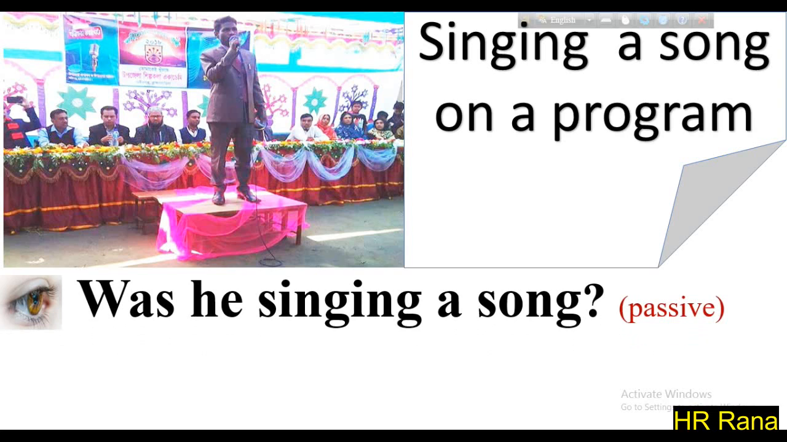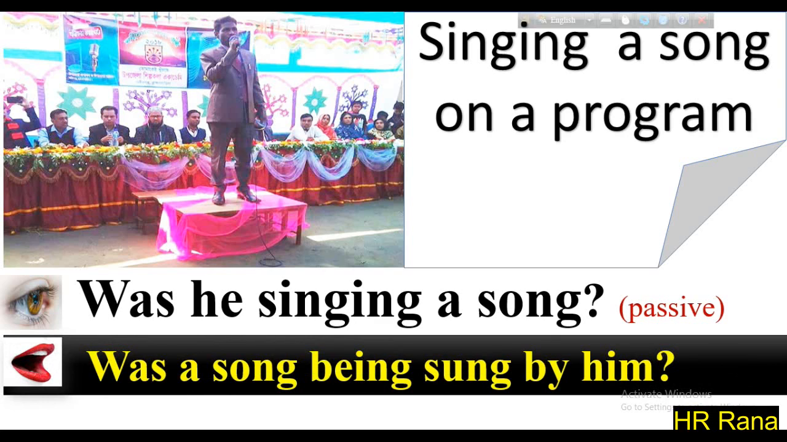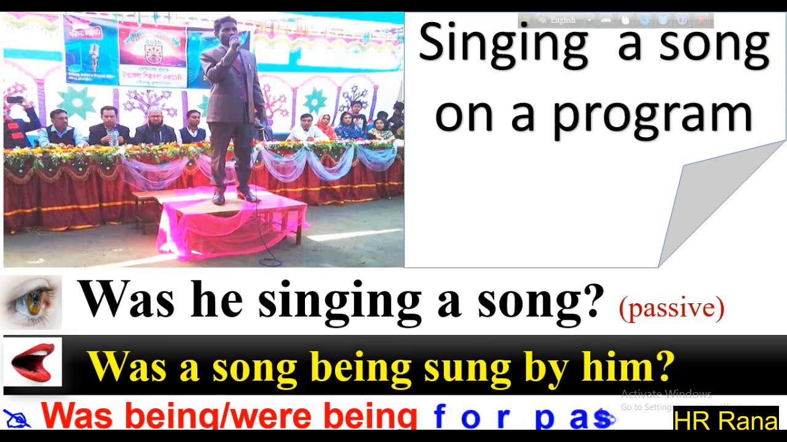Oh, my dear students, was or were at first, then subject, then the ing form of the verb. This is past continuous tense. Have a look again. The answer: A song was being sung by him. Okay, very nice. A song here is singular form, so was has no change. And after the object, the object will be the subject, then being. So note here, was being or were being for past continuous tense, right.